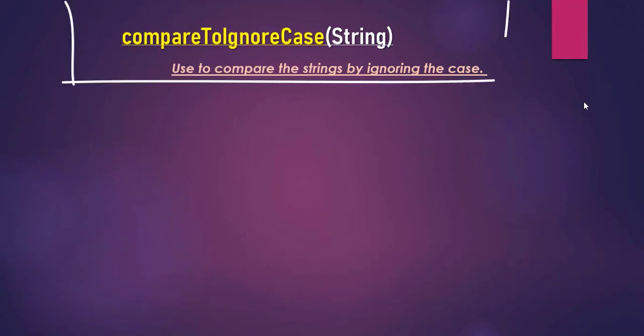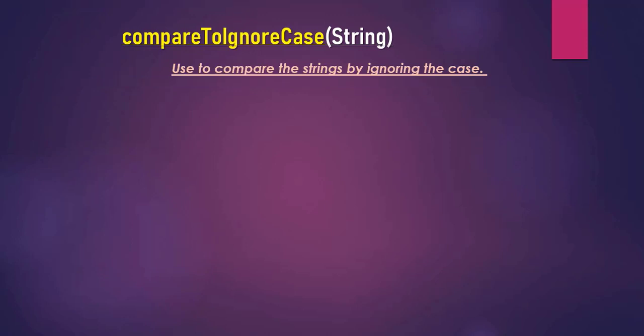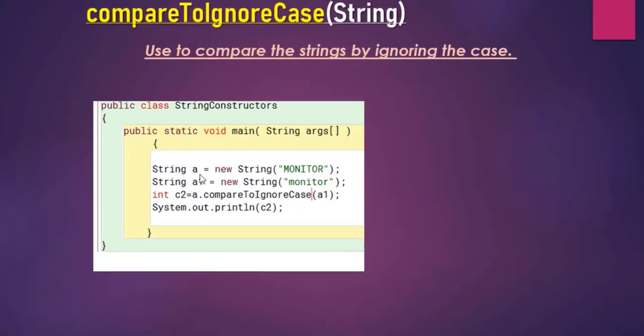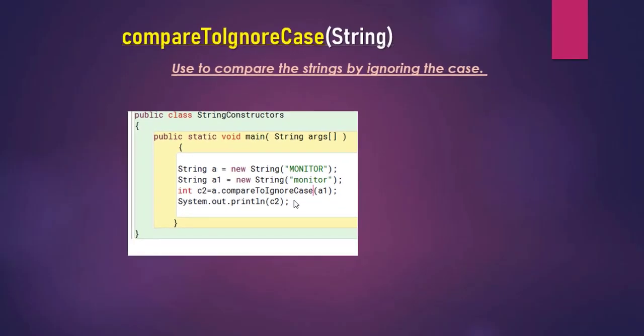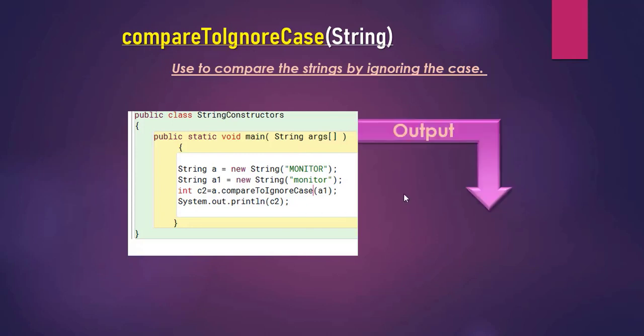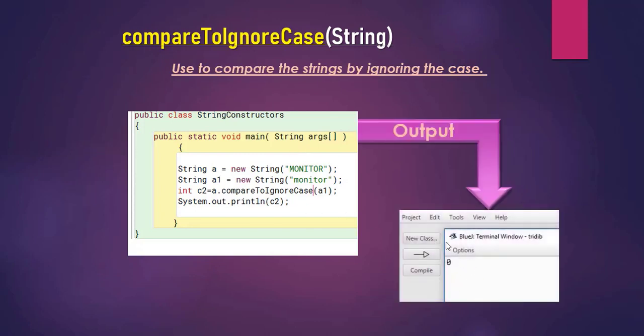This is the compareToIgnoreCase function. This is quite similar to the compareTo function. This is used to compare the strings by ignoring the case. In this example you can see A equals monitor and A1 equals again monitor, but that is written in small letters. But the function we are using, A.compareToIgnoreCase(A1), means in this case we are not bothering about the case. We will only check whether the string is the same or not. See the output, it will come as 0. 0 means both the strings are identical.